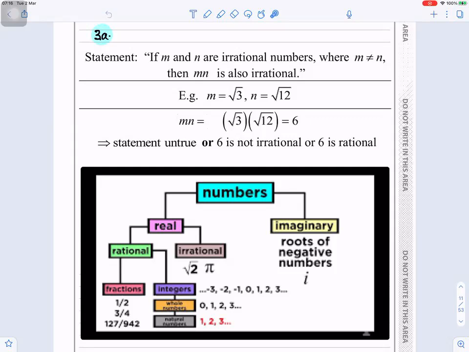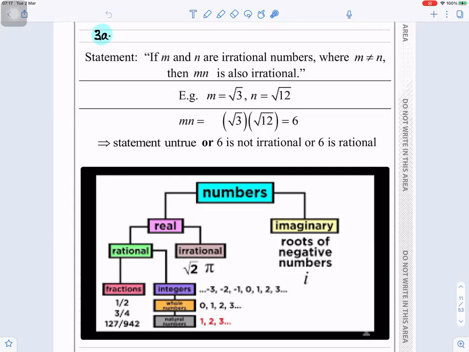I've put here below some of the things that I see some students tend to ask, because students are not sure about the types of numbers. You can divide numbers into two groups, just like you can divide humans into male and female. So we can divide numbers into real and imaginary.